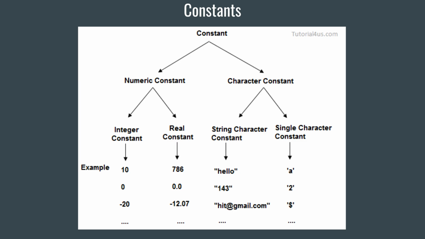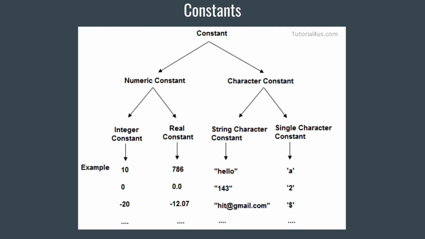Under numeric constant, there are two types of constant, which are integer constant and real constant. Integer constants include 1, 2, 3, 10, 0, minus 20, minus 24, etc. Examples of real constants are 1.0, 2.0, 0.0, minus 12.07. Under character constant, we have string character constant and single character constant.